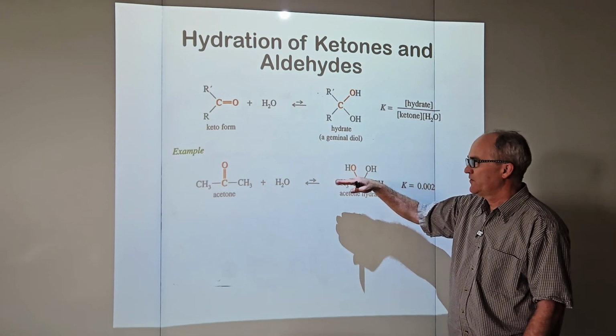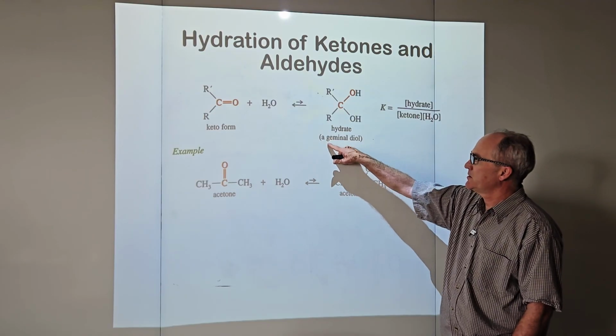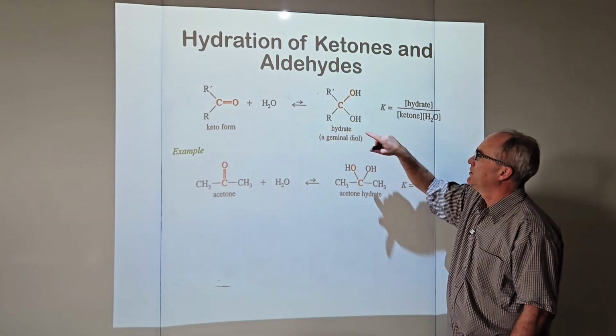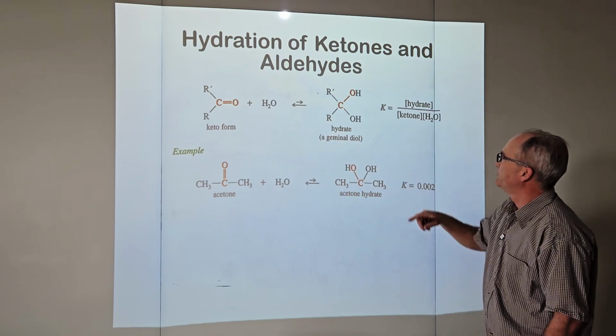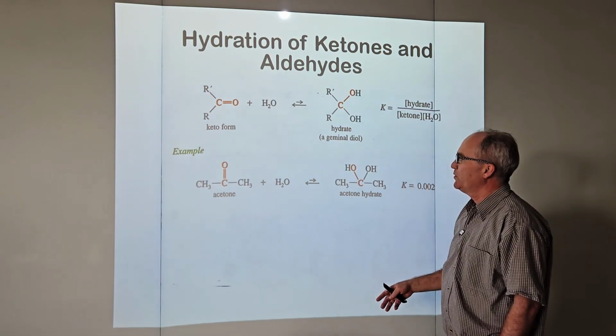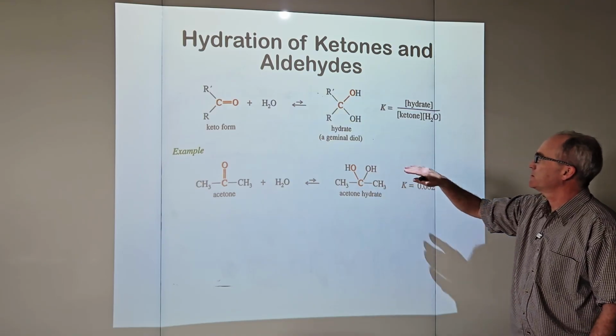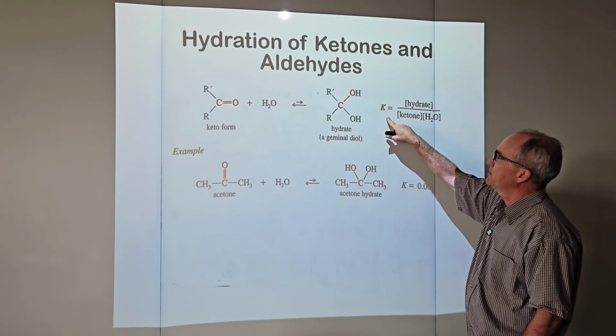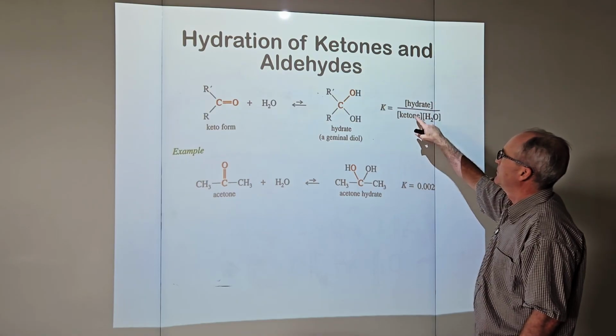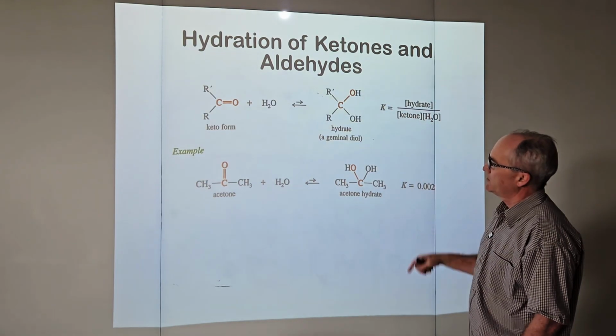So there's this thing called hydration of ketones and aldehydes. There's a ketone and water adds somehow, and we have this thing called a hydrate. And you remember the terms vicinal and geminal. So this is a geminal diol. You got 2 OHs on the same carbon. And this is a reversible thing. It's under equilibrium conditions. So the equilibrium constant for this is going to be the hydrate over the concentration of ketone in water.